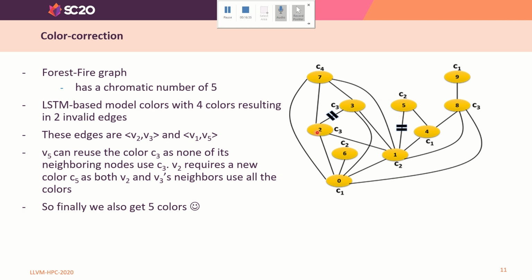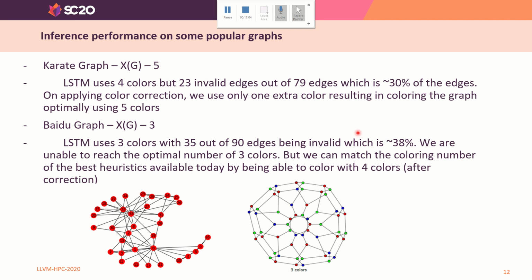So it can just reuse the C3, so the number of colors doesn't increase. But when we come to the edge 2 to 3, we see that this cannot be colored using any of the existing colors, because the adjacent nodes all use up the palette of colors that we have. So we actually need to add an extra color for this particular case. So finally, we will land up with 5 colors for the forest fire graph.